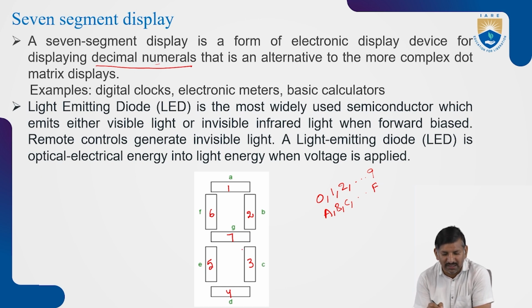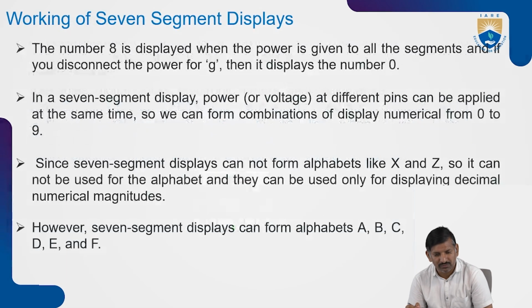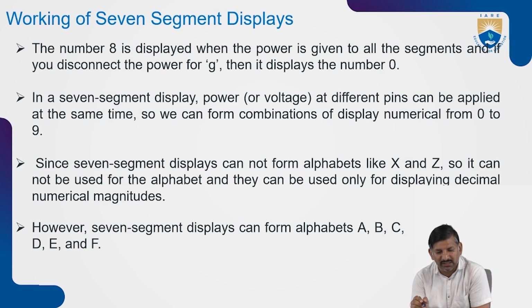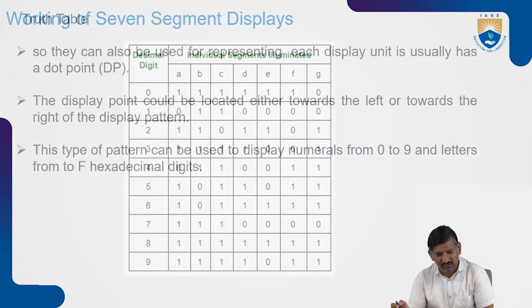Here 7 LEDs are there. That's why we call it a 7 segment display. We assign one variable for each segment or each LED, based on the value you want to display. That we will discuss here. The number 8 is displayed when power is on to all segments. And if you switch off the middle one, we will check that.